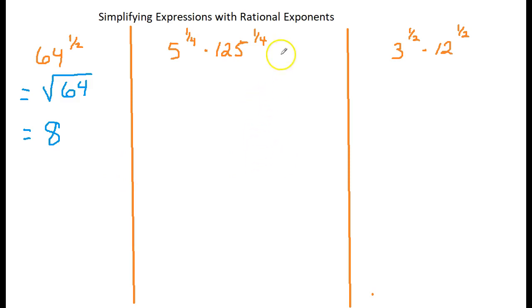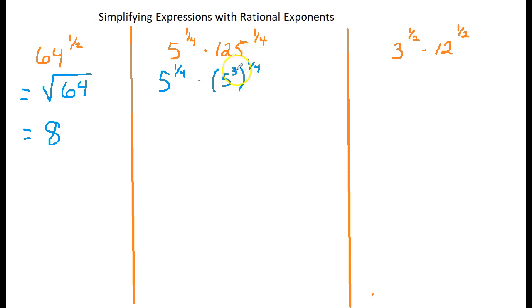Okay? Now, in this second problem, I can do it 2 different ways. All right? The first way, I'm going to work with fraction exponents. Okay? I have 5 to the 1/4 power. I'm just going to rewrite that. But see, I know that 125 is the same thing as 5 cubed because 5 times 5 times 5 is 125. This is also to the 1/4 power.